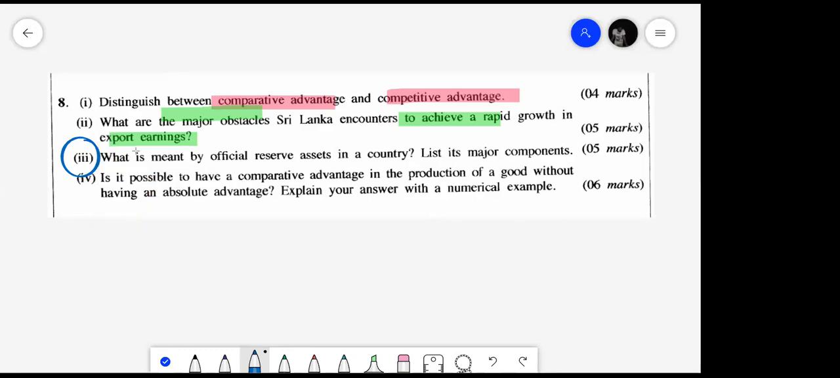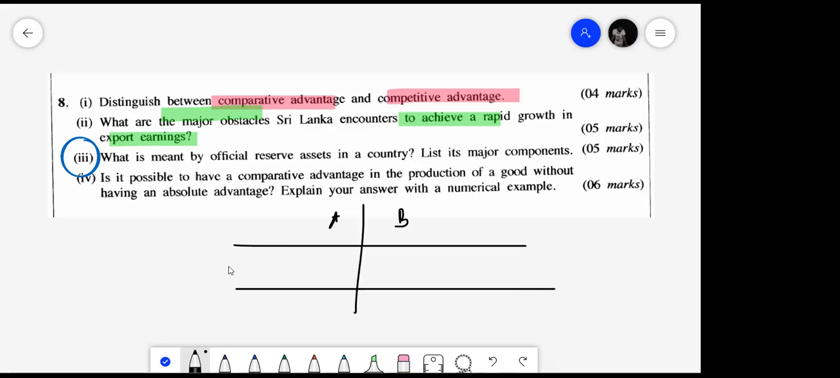And the final question is an easy one. Is it possible to have a comparative advantage in the production of a good without having an absolute advantage? Explain your answer with a numerical example. So all you do is put some numbers and explain your story. Let's say country A and country B. Let's talk about two goods, X and Y, and give numbers. Just give me 1 second.